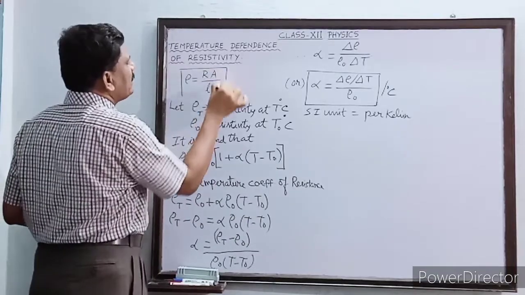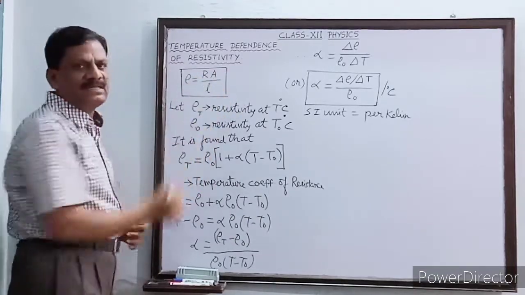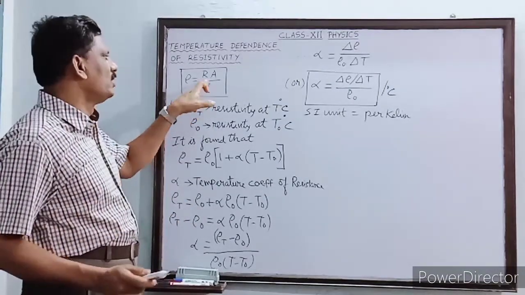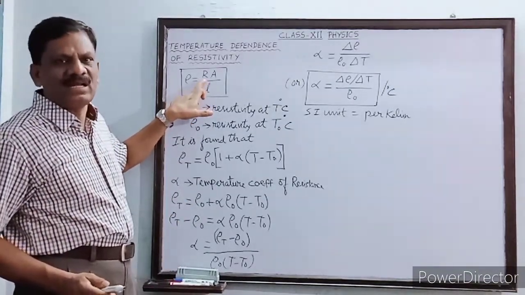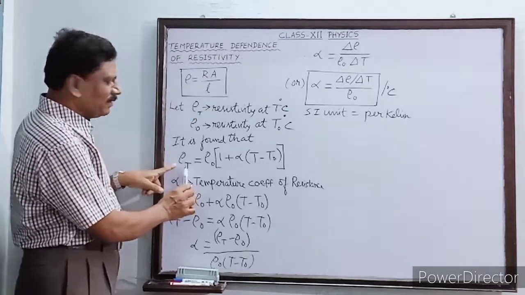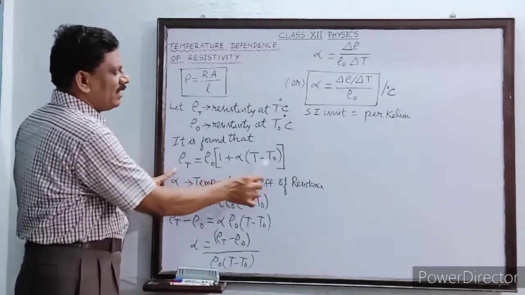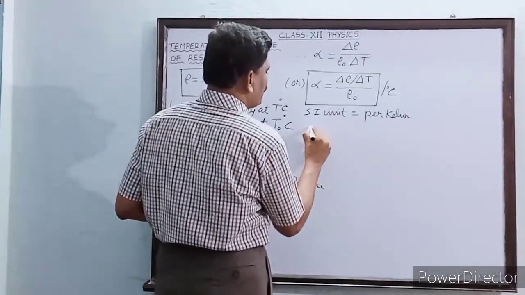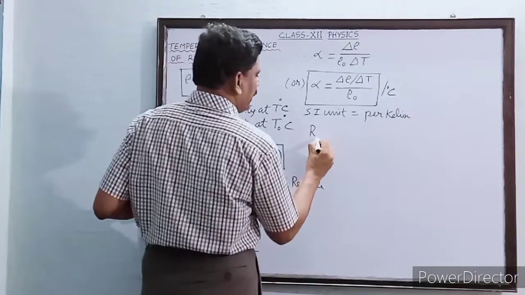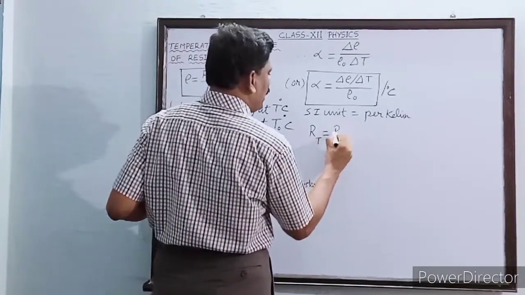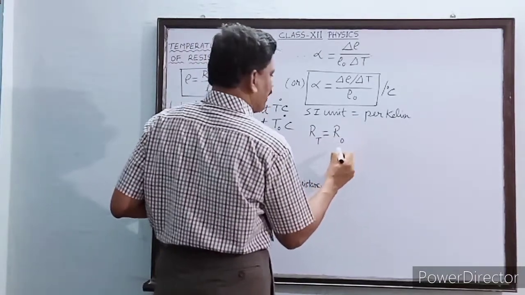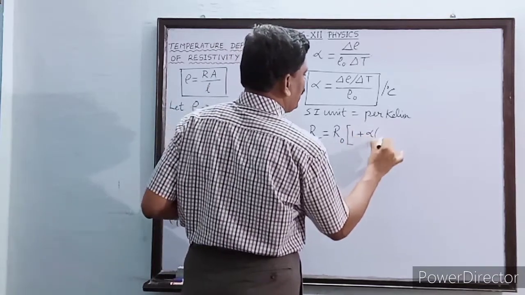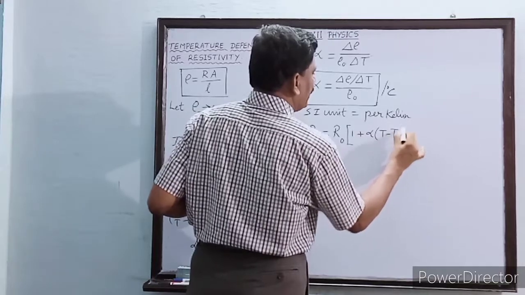But you see this expression now. Rho is equal to R into A by L, is it not? That means the specific resistance is directly proportional to the resistance R. Therefore, a similar equation, if I write in terms of resistance at different temperatures, we can also write: R at a given temperature is equal to R naught, the resistance at a reference temperature T naught, into 1 plus alpha into T minus T naught.